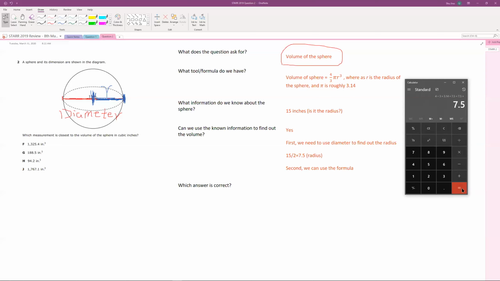Then we press enter, and we have the answer. It is 1,767.25.